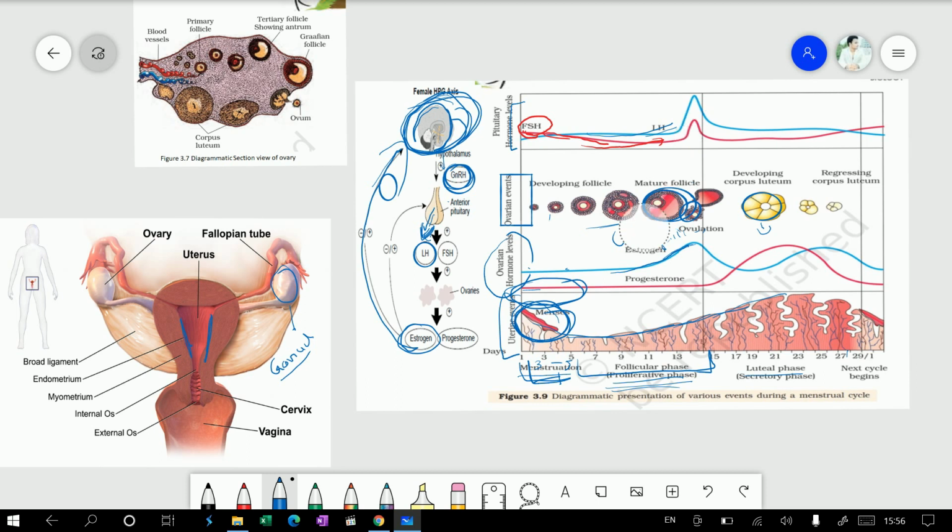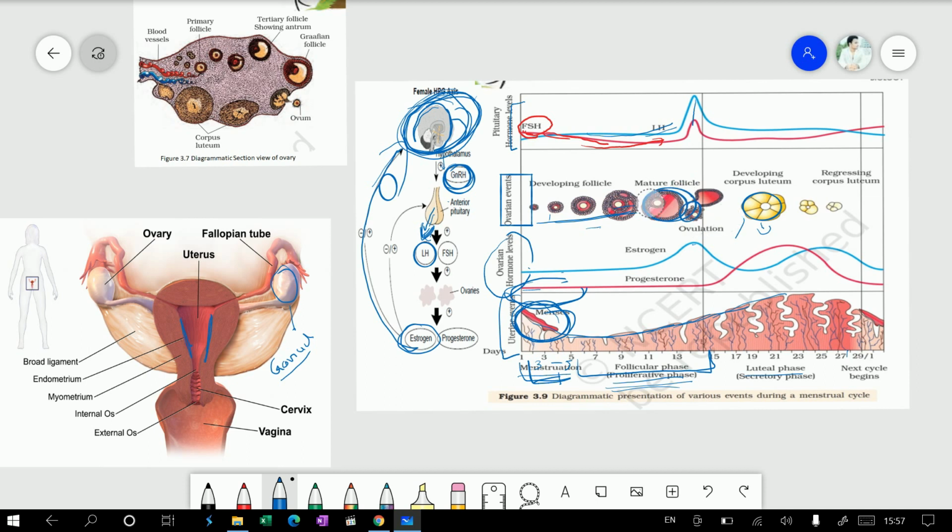Now this follicle is converted into a corpus luteum. Why is it converted into a corpus luteum? Because this LH had broken this follicle. Why did this LH break this follicle? Because this hypothalamus got to know there is an increased amount of estrogen. Why is this amount of estrogen increased? Because this follicle developed completely, that is why.